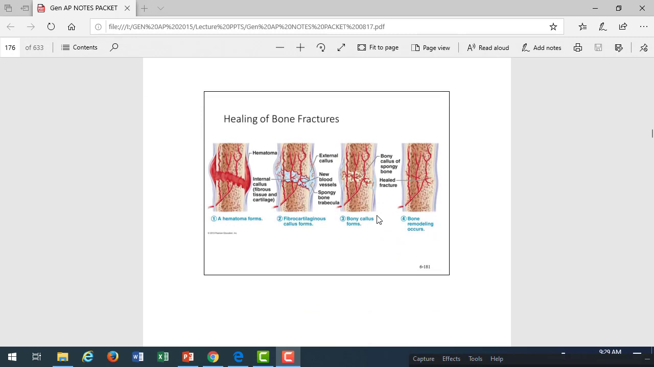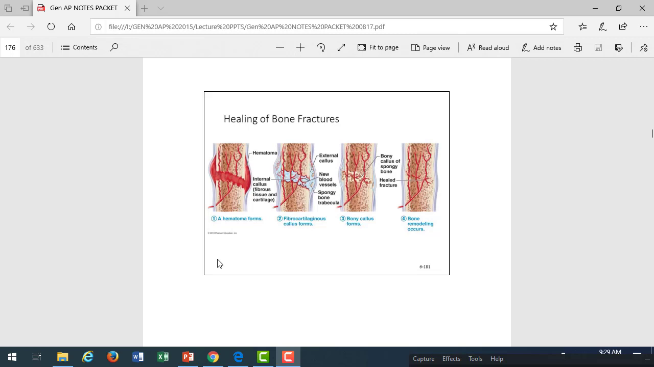Another time when osteoclast and osteoblast activity is important is when bones break. Bones can fracture, and there are 4 steps of how bones heal. It's important that you know these steps because this will be on the test, the order of steps for bone fracture. So a hematoma forms, number 1, because you've broken those blood vessels.